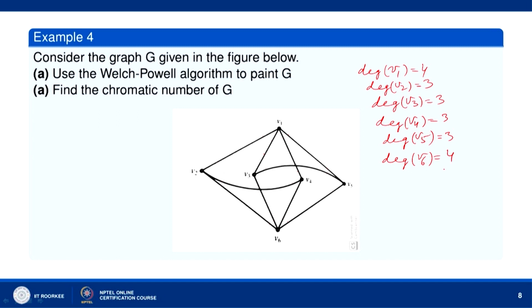So, there are 2 vertices, B1 and B6, with degree 4 each. We can write any one as the first term of the sequence. Let us write B1, then next is B6, as they both have equal degrees, and then all others have degree 3 each. So, we have B2, B3, B4, B5.